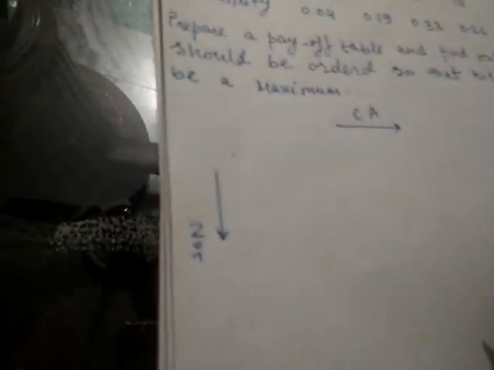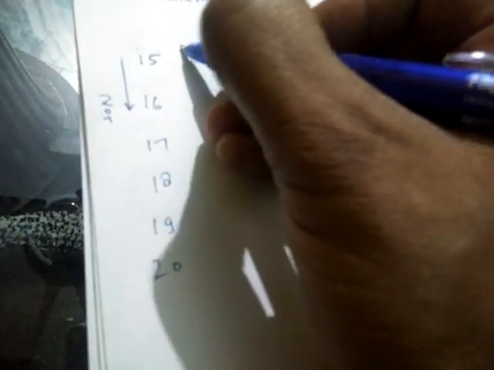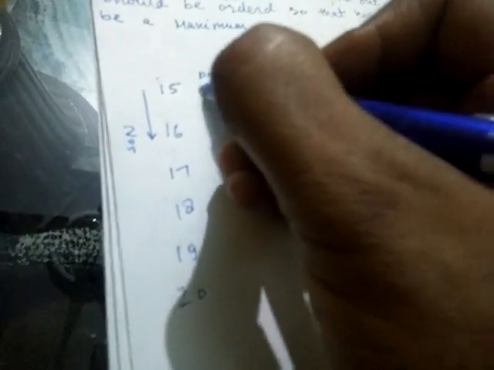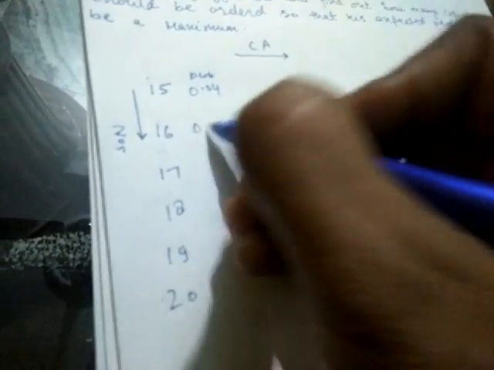Now what are the courses of action? First he can stock 15. First 15 की डिमांड आ सकता है, 16 का डिमांड आ सकता है, 17 का, 18 का and 19 का and 20 का. Then we will write probabilities. Here probability is 0.04, here 0.19, here 0.33, here 0.26, here 0.11, here 0.07.